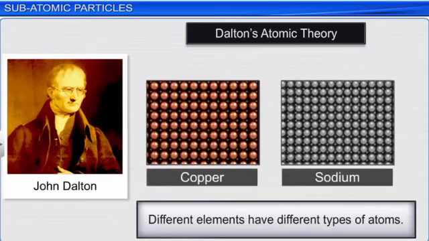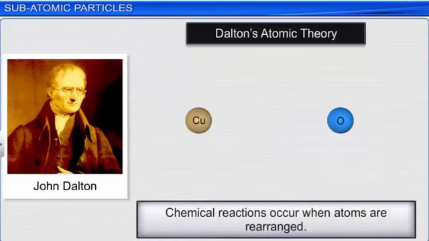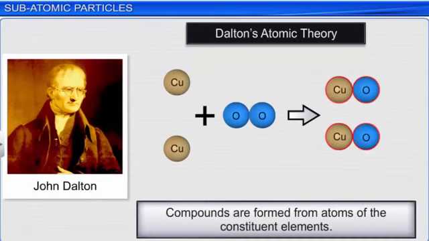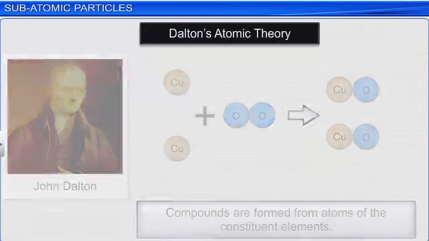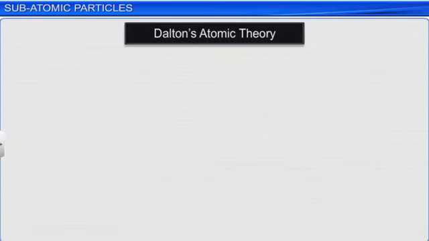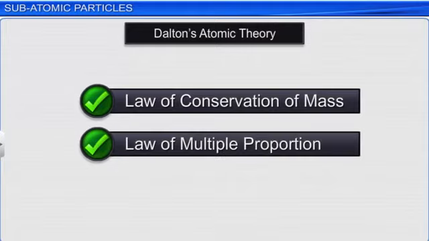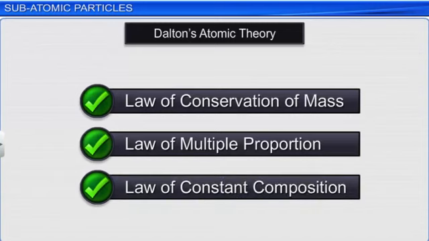Different elements have different types of atoms. Chemical reactions occur when atoms are rearranged. Compounds are formed from atoms of the constituent elements. Dalton's atomic theory was able to explain the laws of conservation of mass, multiple proportion, and constant composition.